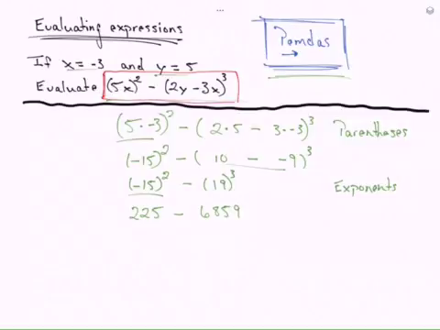Now I've taken care of all my exponents. The only order of operation that I have left is subtraction, so I'm going to take care of that next. When I subtract 6,859 from 225, what I am left with is a total of negative 6,634, which is my final answer, and I'm done.